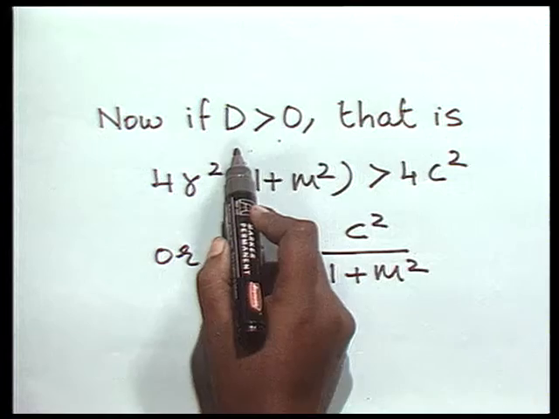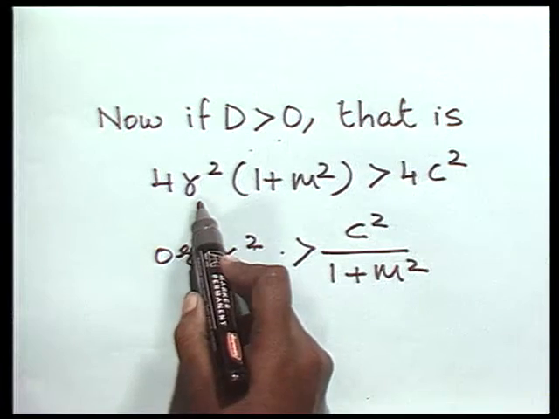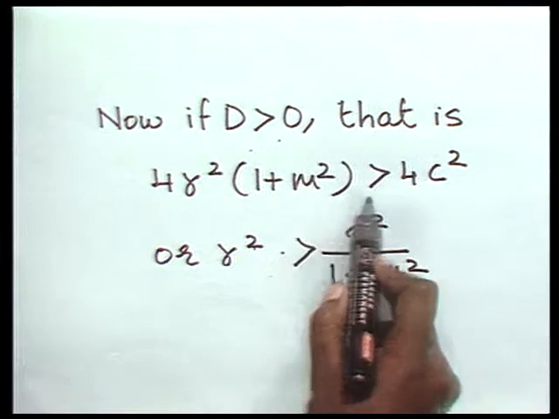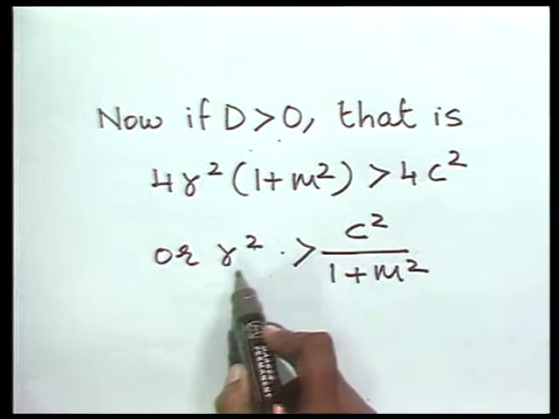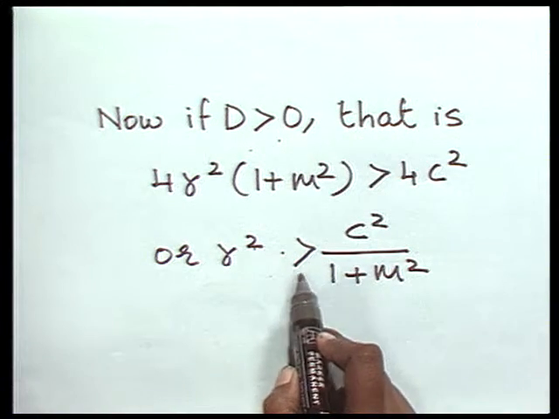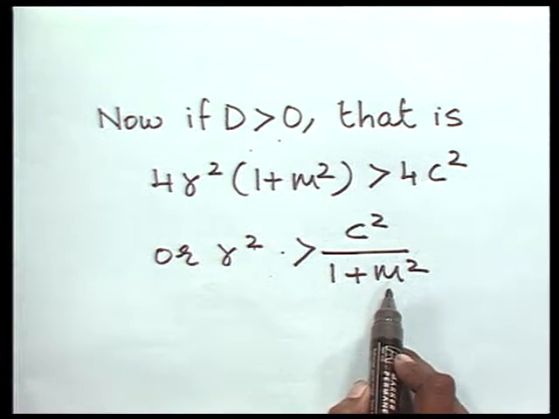In case d is greater than 0, that is, if 4r square into 1 plus m square is greater than 4c square, or r square is greater than c square upon 1 plus m square, then the line will intersect the circle at two distinct points, because in that case the quadratic equation has two distinct roots.